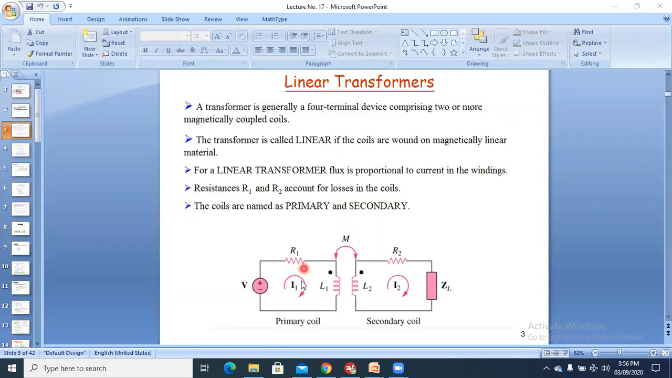Just like other electrical circuits, it has two ports for the input voltage and two ports for the output voltage. So the transformer is also a four-terminal device in which we have the primary circuit and the secondary circuit. And these two circuits are coupled by the two coils in close proximity.